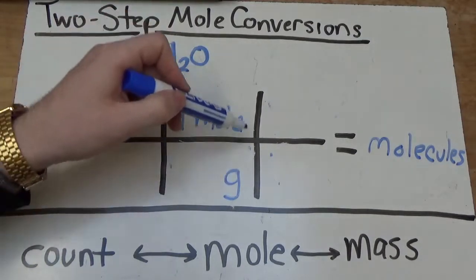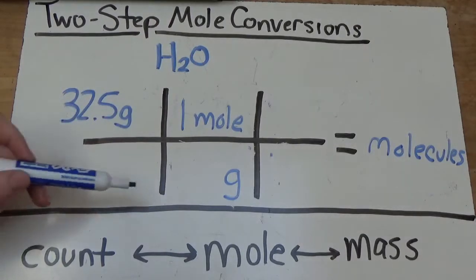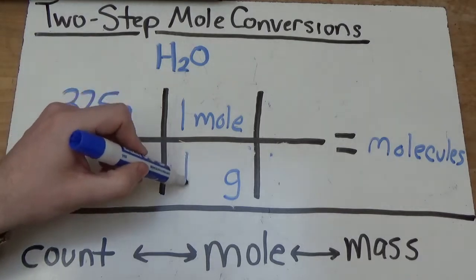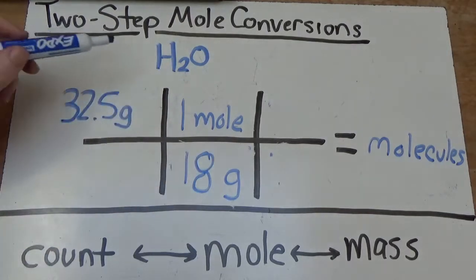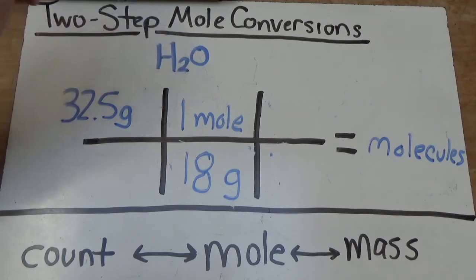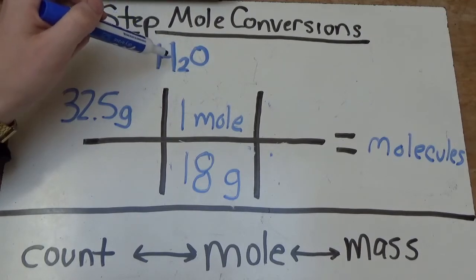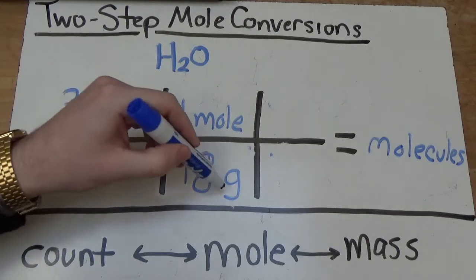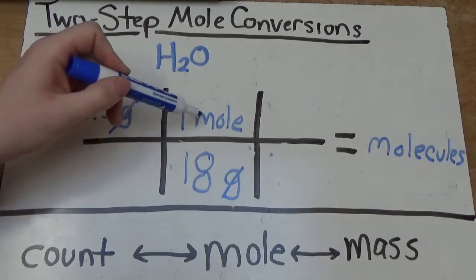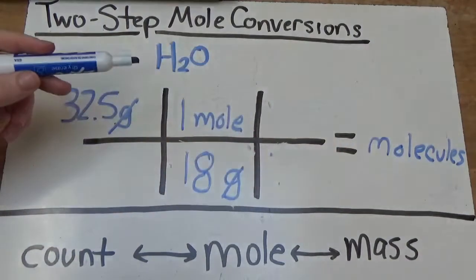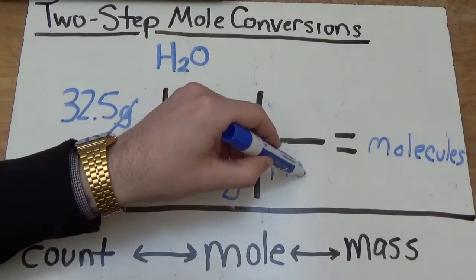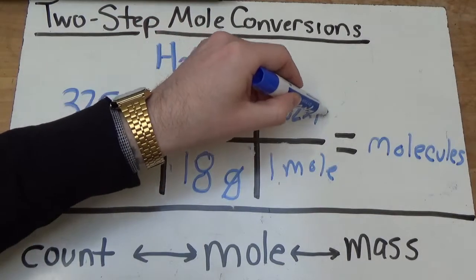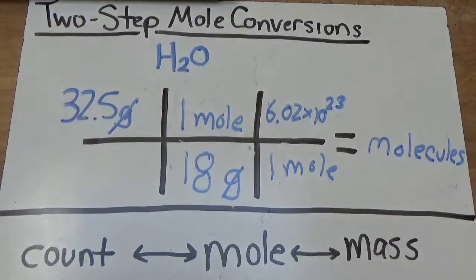This fraction is going to be the molar mass. It's grams per mole. The molar mass of H2O is 18. Oxygen weighs 16 grams per mole. H weighs 1. 1 plus 1 plus 16, 18. Now my grams have canceled, and I need to cancel moles in order to get to molecules. Well, in 1 mole, there are 6.02 times 10 to the 23 molecules.